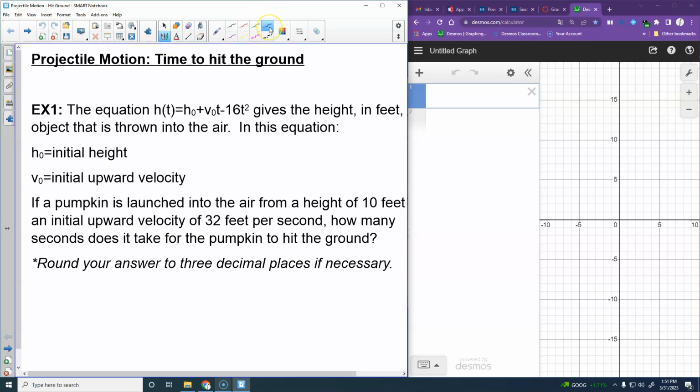So, if a pumpkin is launched into the air from a height of 10 feet with an initial upward velocity of 32 feet per second, how many seconds does it take for the pumpkin to hit the ground? So the first thing we need to do for these is write our equation. Riley, what's our equation going to look like for this situation?